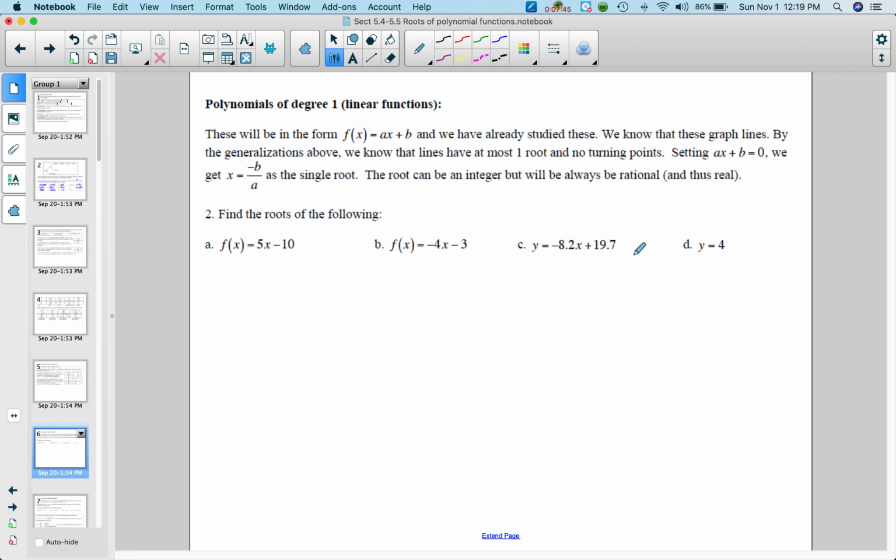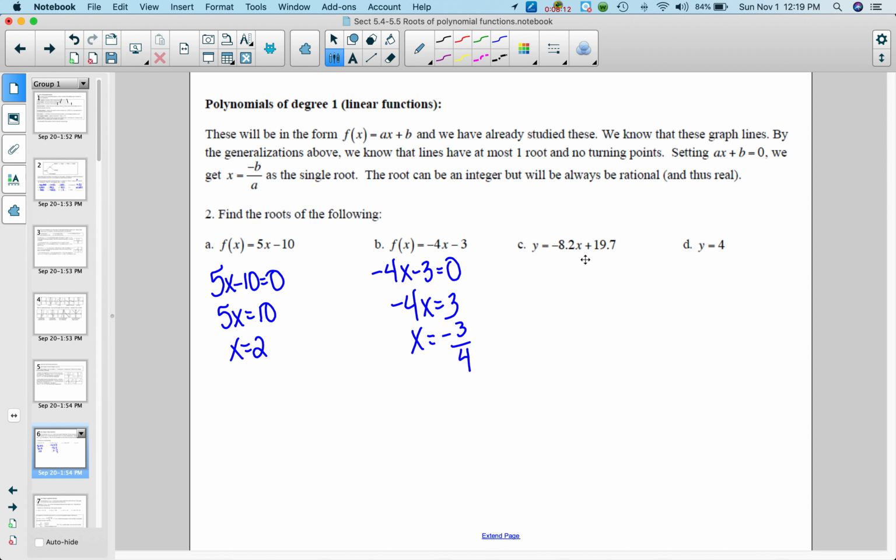So polynomials of degree 1, which are just linear functions. If we needed to find the roots of the following, then you are just setting 5x minus 10 equal to 0. And we get x equals 2. So we could call that the solution. We could call it the root. We could call it the 0. We get negative 4x minus 3 equals 0. So then we have x equals negative 3/4.